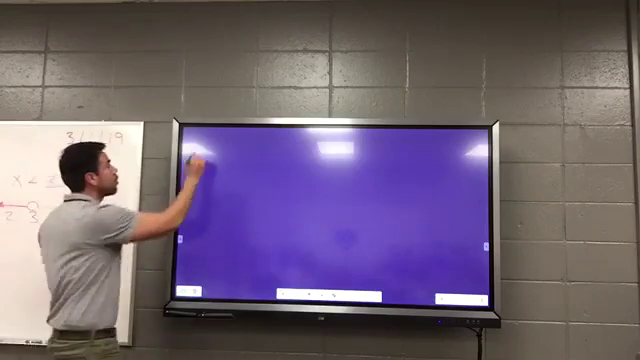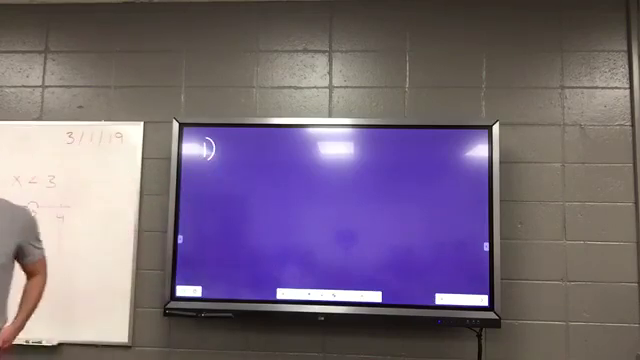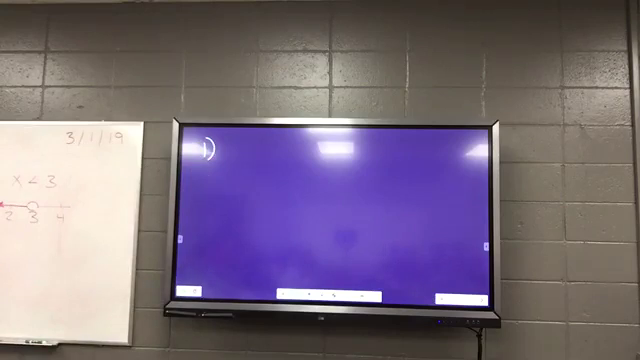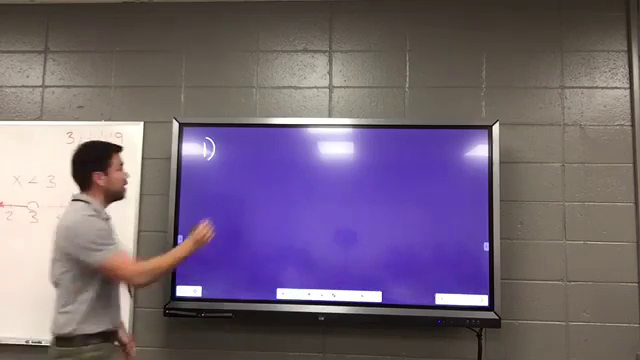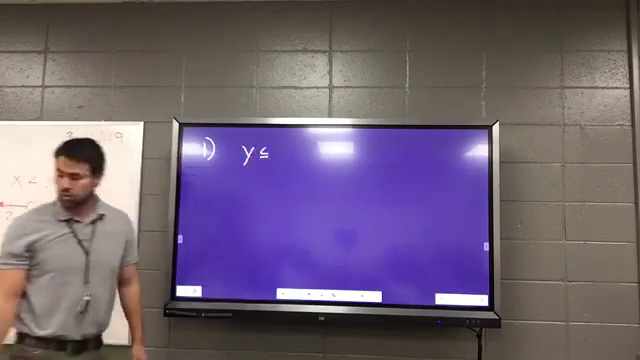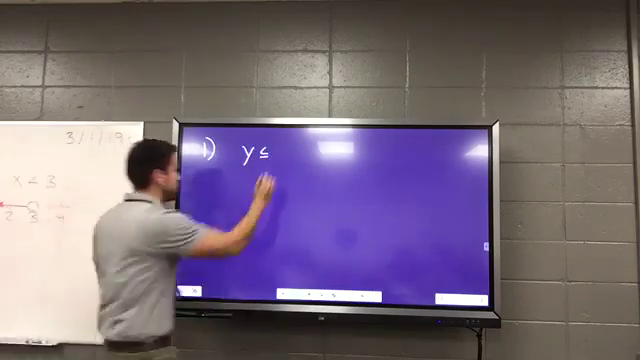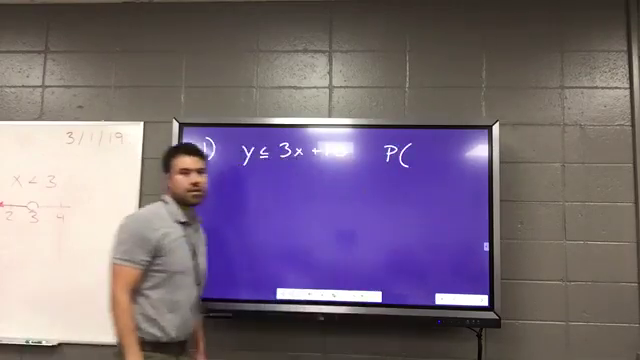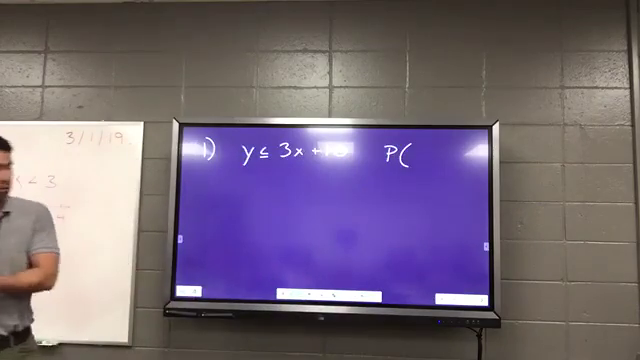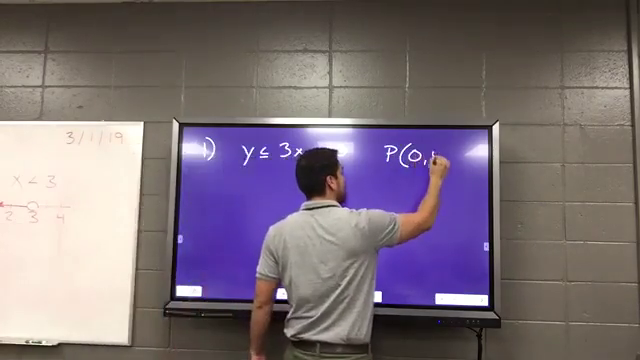Okay, look at number 1 is the one I wanted. And somebody read those instructions for number 1. Determine whether or not P is a solution of the linear inequality. So give me y is less than or equal to 3x plus 10. And what do you think P stands for? The point. And then they give you the point, which is 0, 4.